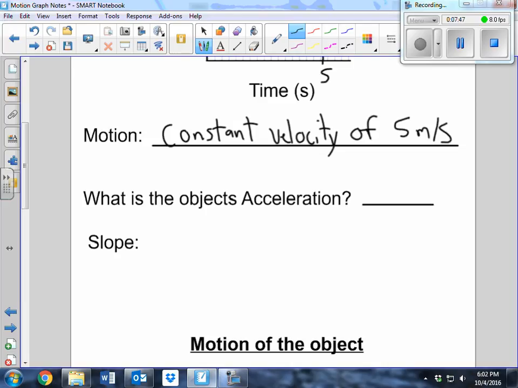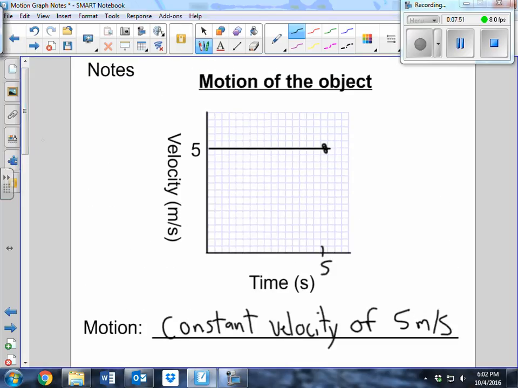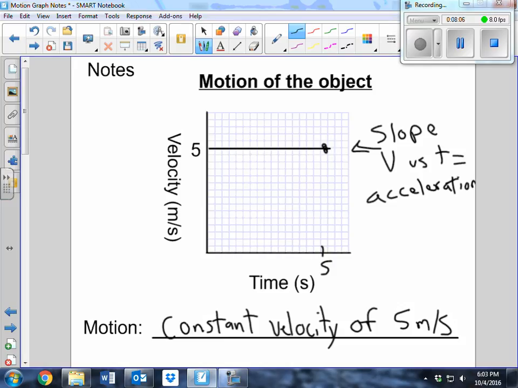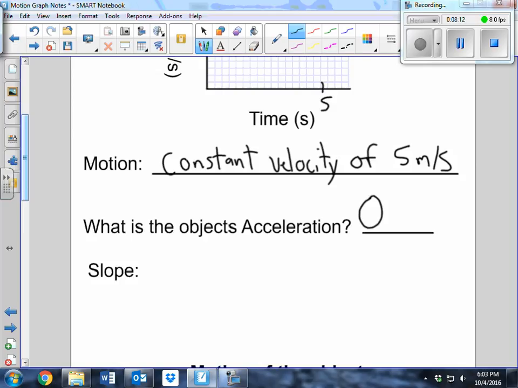Now, we're asked, what is the object's acceleration? If the slope of a displacement time graph tells you velocity, well, the slope of a velocity versus time graph tells you acceleration. And I'll show that to you mathematically. So we've got to find the slope. But you're already going to tell me what the slope is, right? You know that the slope is 0, and if you remember the units, 0 meters per second squared.